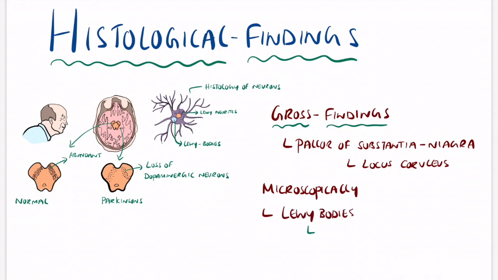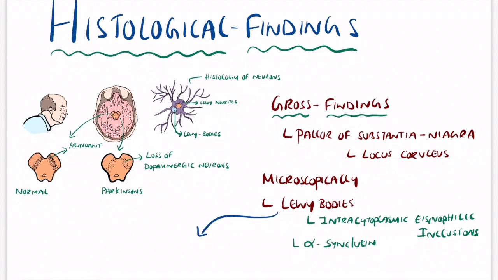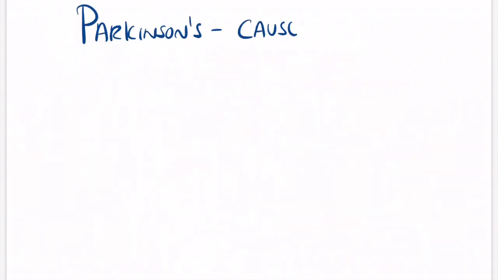Lewy bodies are basically alpha-synuclein molecules, and they're usually known as intracytoplasmic eosinophilic inclusions. So after the dopaminergic neurons die, they end up forming what's known as Lewy bodies, and they usually tend to appear first in the pons and the medulla, followed by the cerebral cortex.